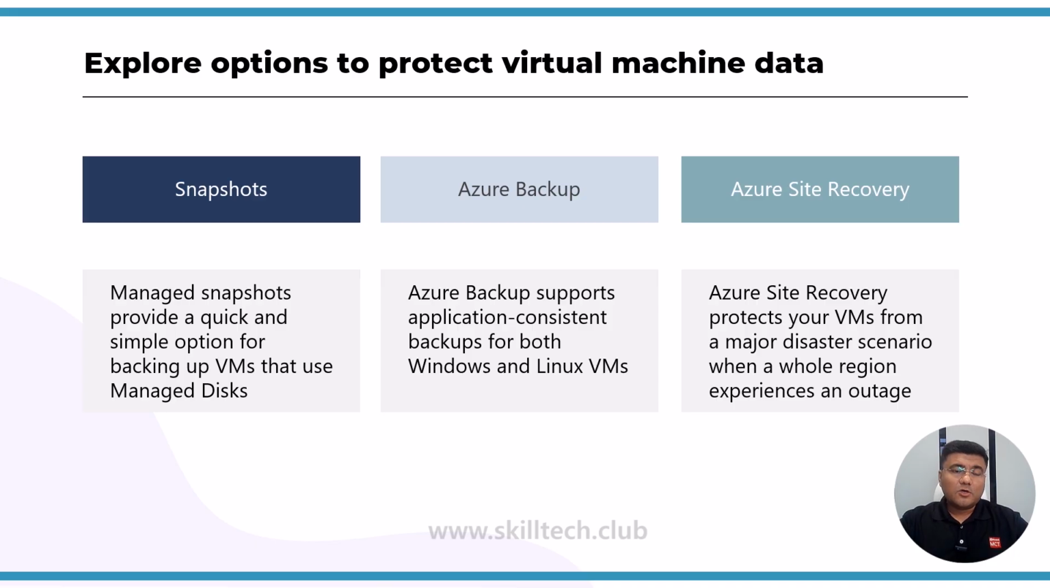Well, the first option is we can take a snapshot. We can have a managed snapshot, which is going to provide a quick and simple option for backing up your virtual machines that use managed disks. Basically, the snapshot is a point-in-time backup which is configured for that managed disk of the virtual machine. Second, you can configure Azure Backup, which supports application-consistent backup for both Windows and Linux virtual machines.